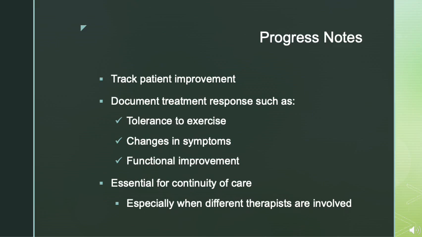Example: if a patient demonstrates improved strength over several sessions, the therapist can safely progress exercises, such as increasing resistance or complexity. On the other hand, if progress notes show pain or poor tolerance, the treatment plan can be modified accordingly. Without progress notes, treatment becomes inconsistent and clinical decision-making becomes less reliable. So progress notes are essential for safe, effective, and continuous care.